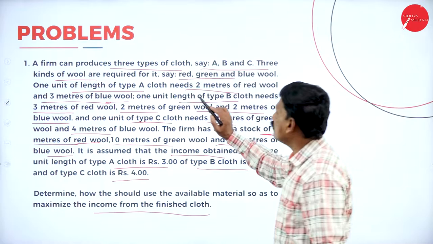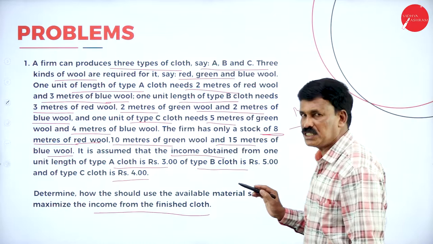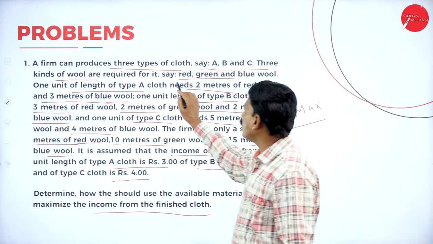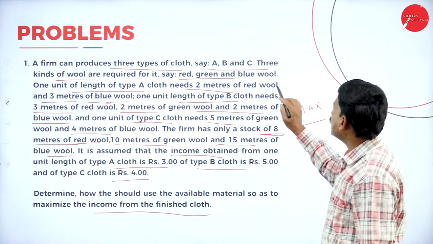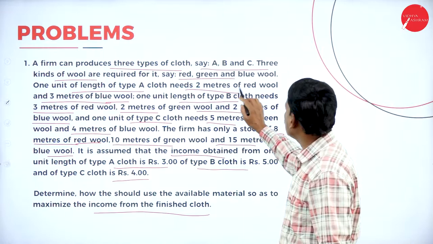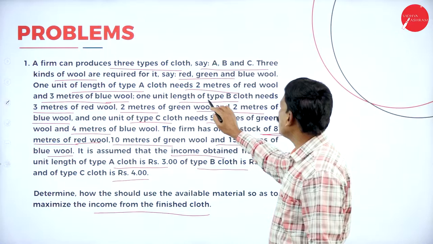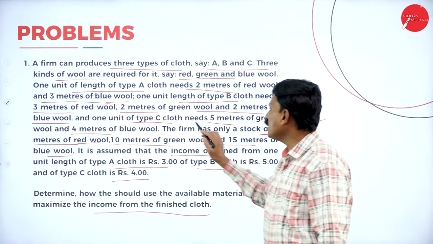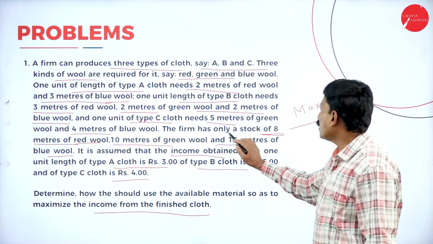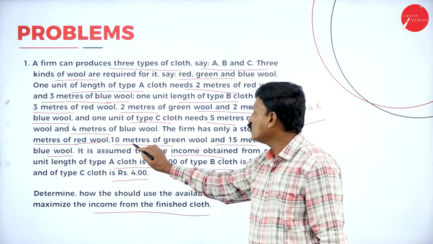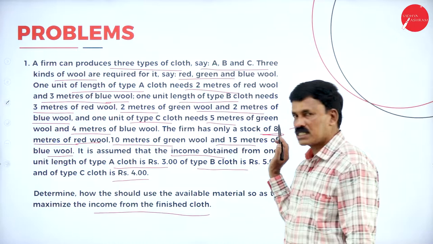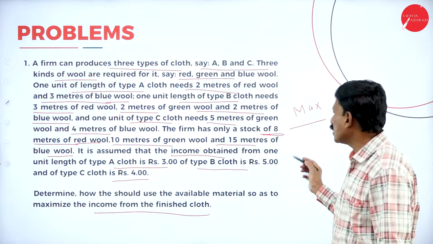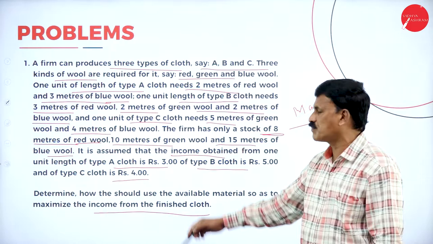So what is the problem given? A firm produces 3 types of cloths A, B, and C. The 3 kinds of wool required are red, green, and blue. Type A cloth needs 2 meters of red wool and 3 meters of blue. Green is not given. 1 unit of length of type B cloth needs 3 meters of red, 2 meters of green, and 2 meters of blue. And 1 unit of type C cloth needs 5 meters of green and 4 meters of blue. The firm has only a stock of 8 meters of red, 10 meters of green, and 15 meters of blue wool available. What is the income? The income on type A is rupees 3, type B is rupees 5, and type C is rupees 4. If such is the case, formulate an LPP to get the maximum profit.